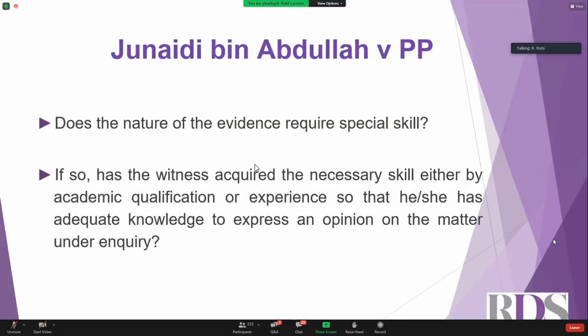Requirements, it goes back to requirements insofar as Section 45 is two-pronged. It ultimately is a fact-based assessment. It is subjective. It is to be done on a case-to-case basis, pursuant to the case of Junaidi bin Abdullah against Public Prosecutor. Does the nature of the evidence require special skill? If so, has the witness acquired the necessary skill by either academic qualification or experience so that he or she has adequate knowledge to express an opinion on the matter?